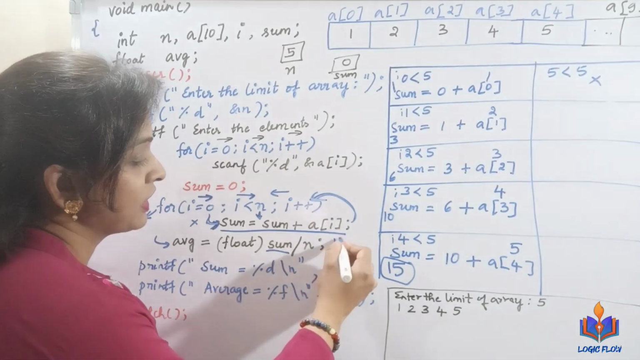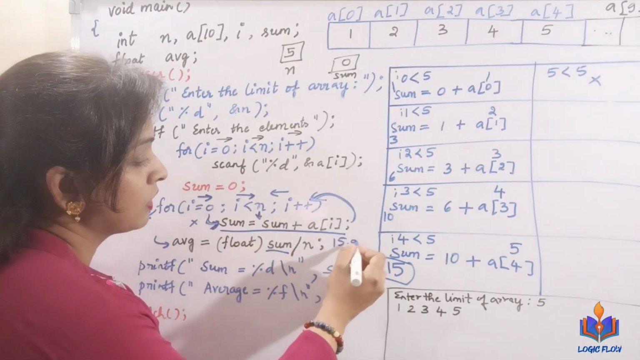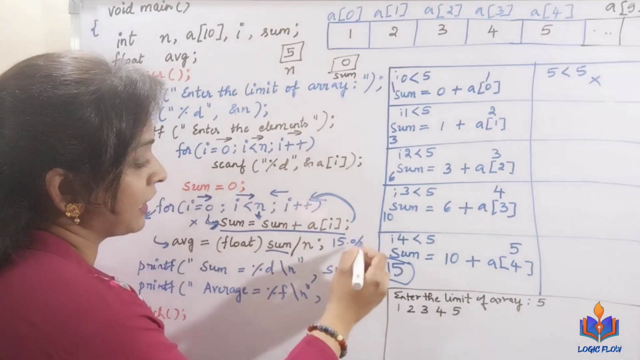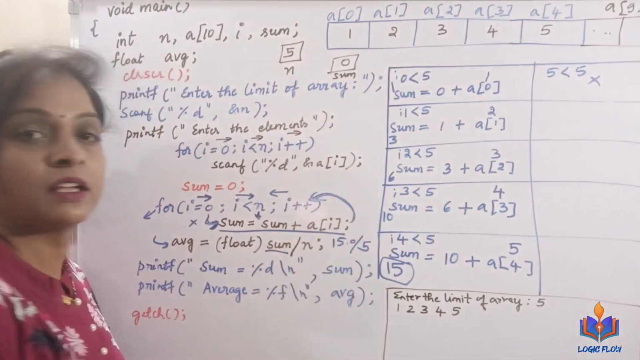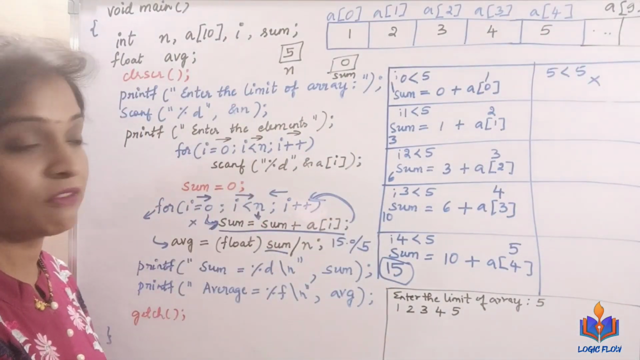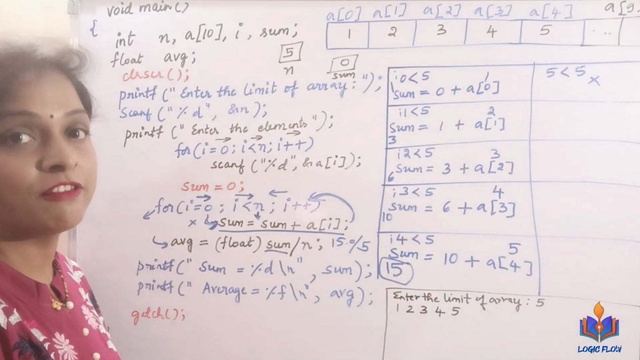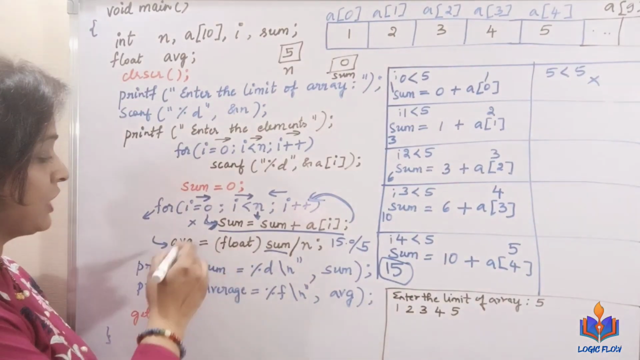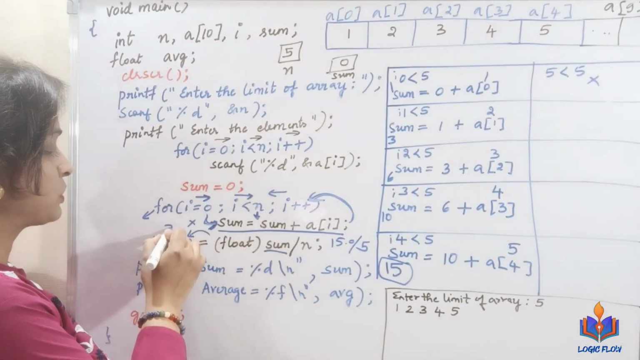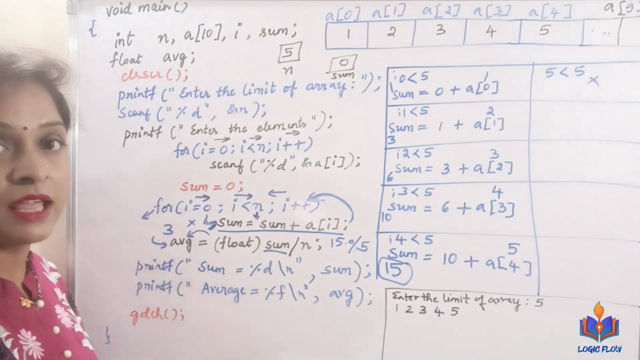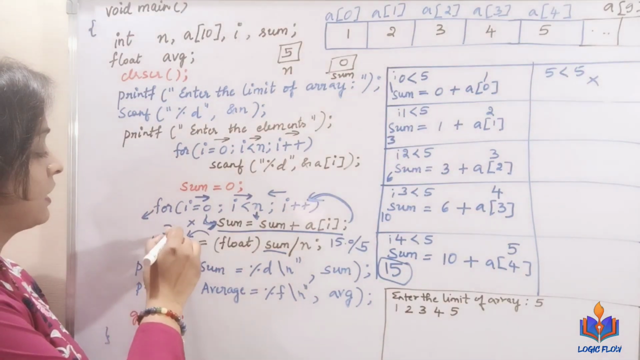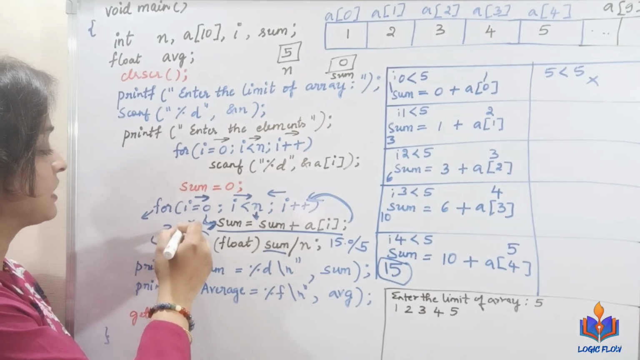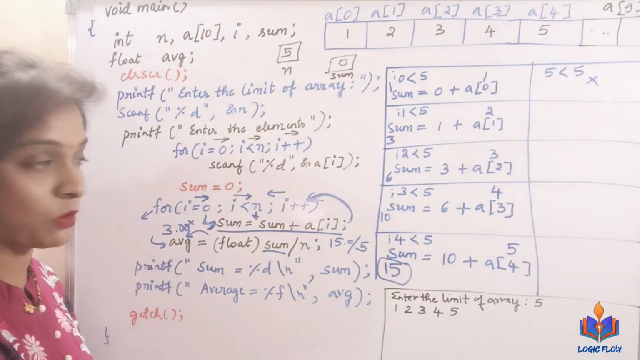So it is 15.0 divided by n. What is n? The n value is 5. So 15 divided by 5. That average I am going to compute and store in average. The average is of float type. So my answer will be 3.00.